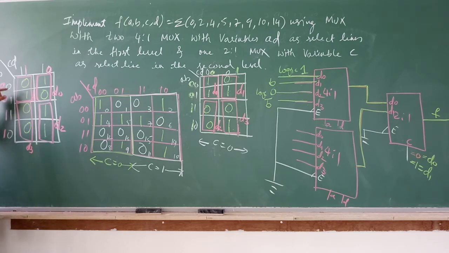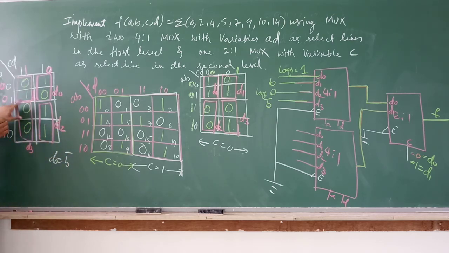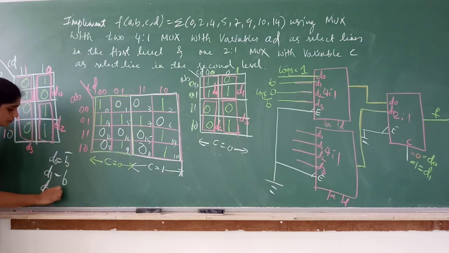Now look at D0 and compare it with the other variable, that is B. 1, 0, 0, 1. So what is D0? D0 is B bar. D1, 0, 1. Compare it with B. So D1 is B, same as B. Then D2. D2 is 1 for both. So D2 is 1. D3 it is 0. So D3 is 0.